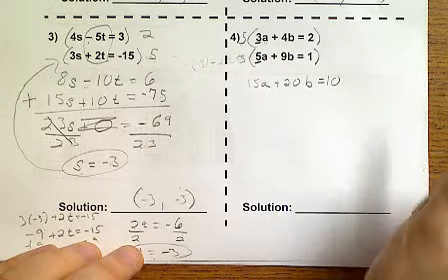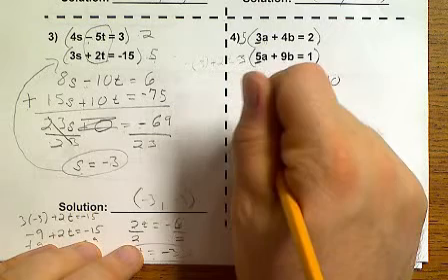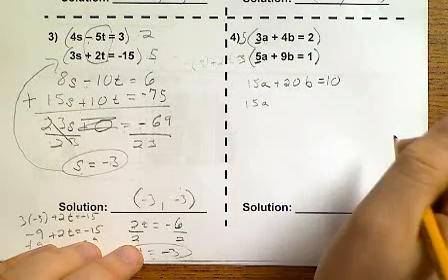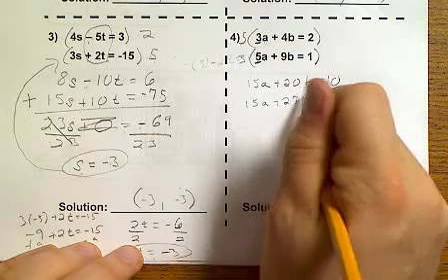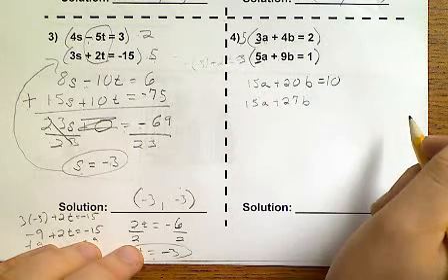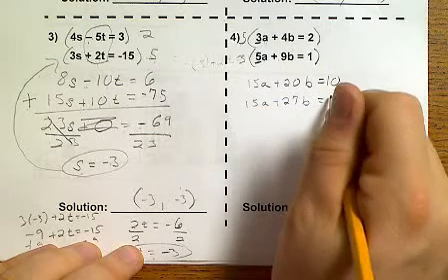Now we do the same thing with 3. 3 times 5 makes 15a. 3 times 9 plus 27b. And 3 times 1 makes 3.